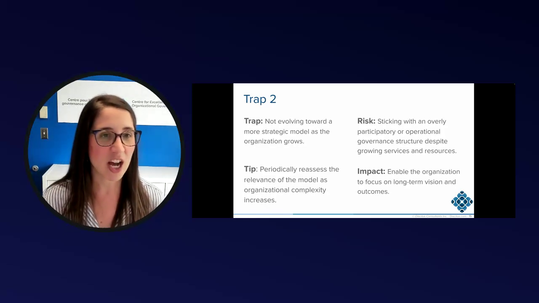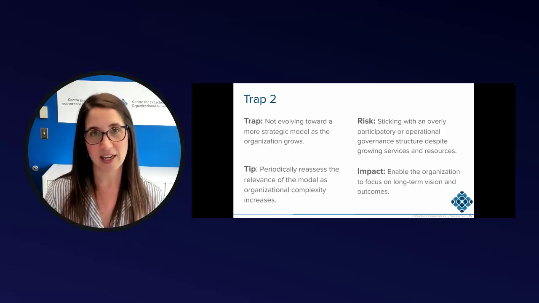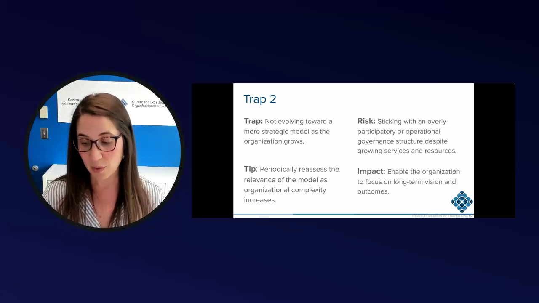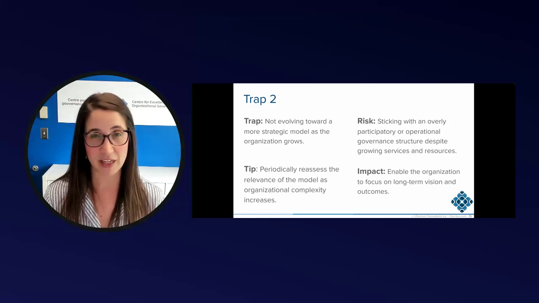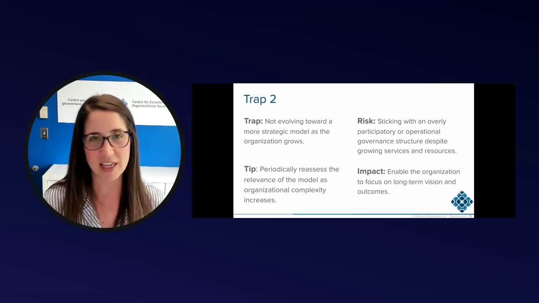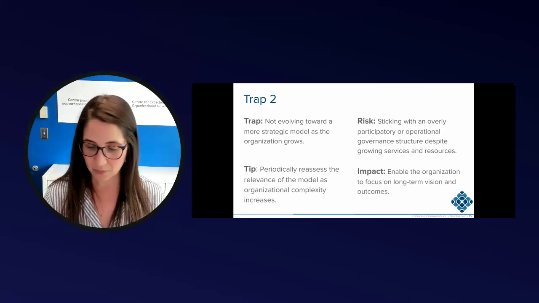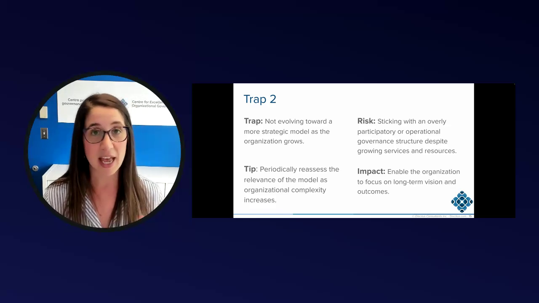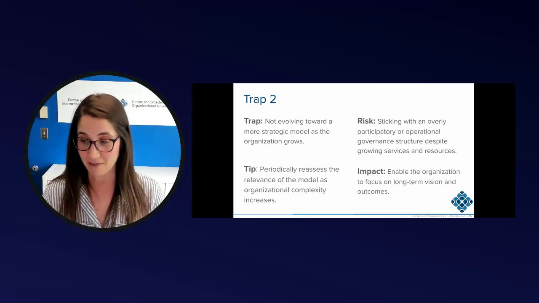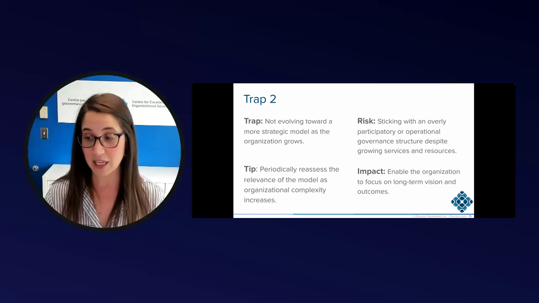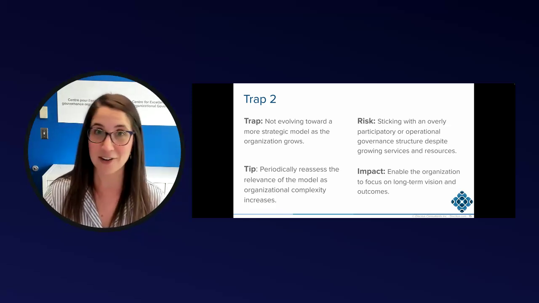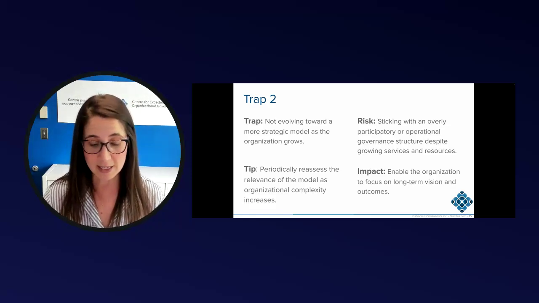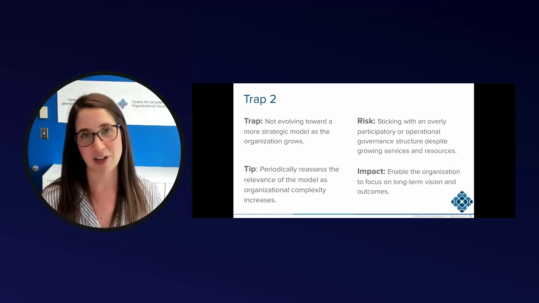The second trap is not evolving toward a more strategic model as the organization grows. So I'm going to put a picture in your head here. Picture the small organization that starts with a small group of 7 really motivated board members. And for 5 to 7 years, they're grinding and they're getting funding and they're building their organization and they're putting together programs and services and they're doing it all as a board. Eventually, they find themselves in a better financial posture. They have hired an executive director. They might have 1 or 2 department heads, management-wise, but they still have an operational governance model.